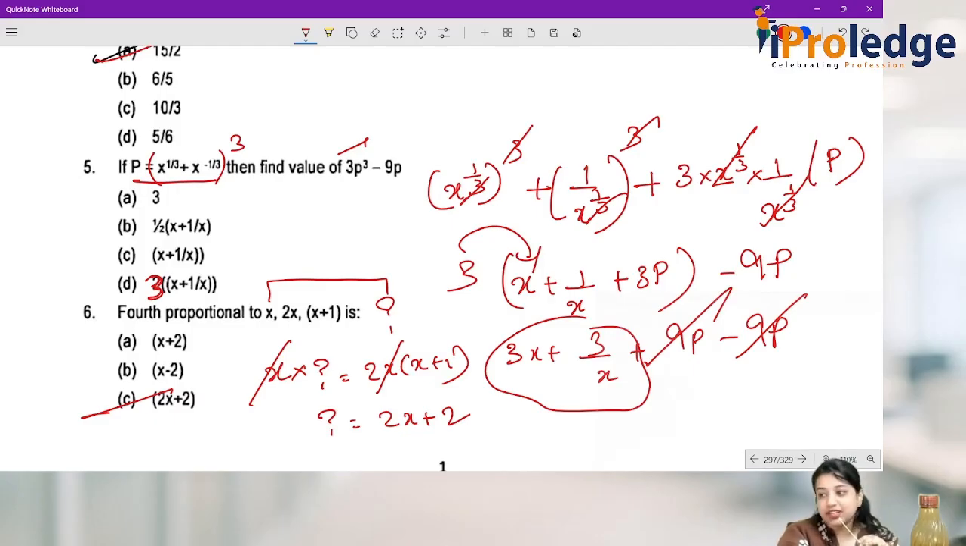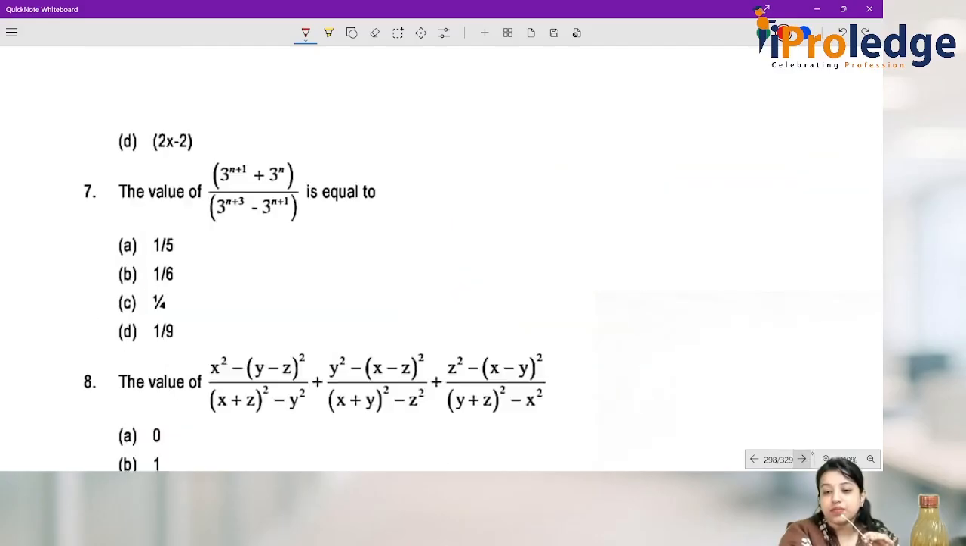If you don't do question papers, it won't come. So you have to do the question papers.